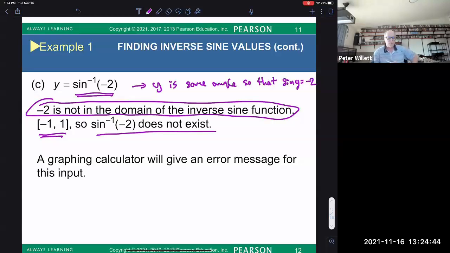Another way this is sometimes referred to is that it's undefined. It's like trying to divide by 0. There's just no answer for that. And they point out that if you try to punch that on a graphing calculator, it will give you an error message, just like E for error or something like that. So there is no sine inverse value for -2 because there's no angle you could put into the sine function that would make the sine function give you a -2. Since that angle doesn't exist, the answer to this expression does not exist.